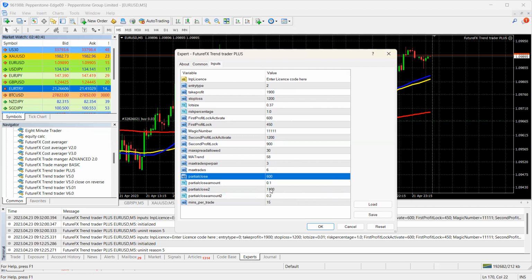So close out small portions with your partial closes. Just make sure you don't close out too much too early.